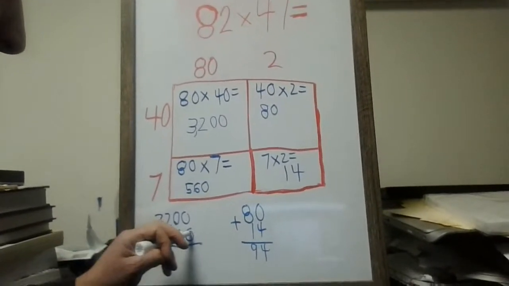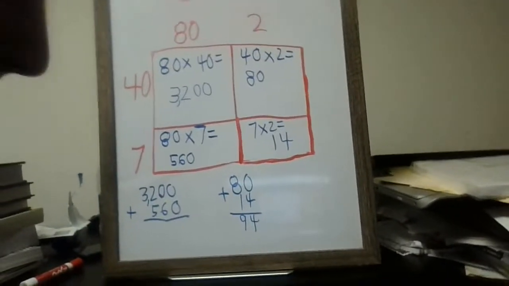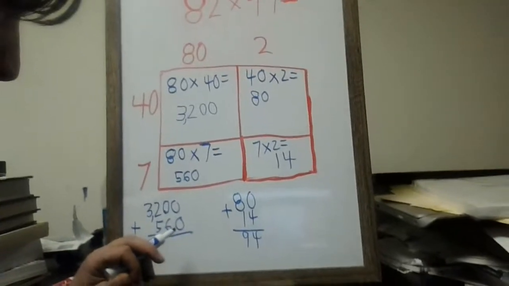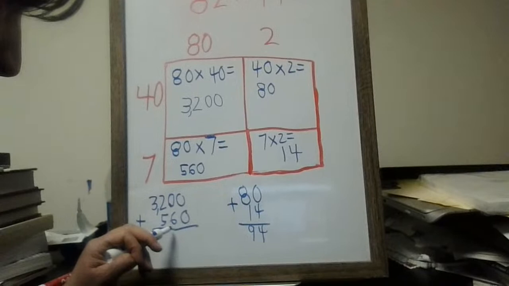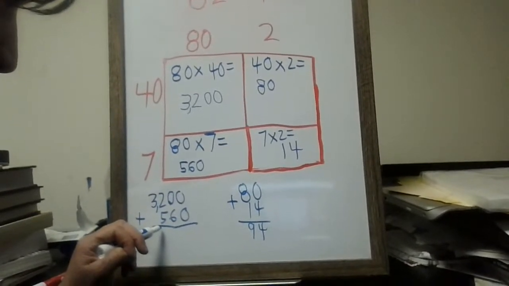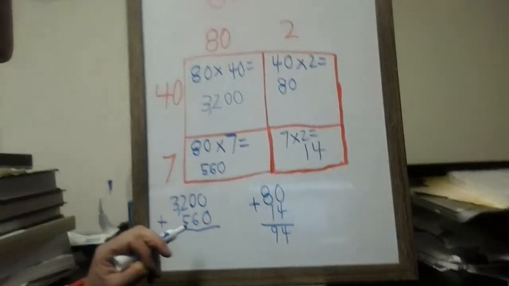3,200 plus 560. So when we're adding multi-digit numbers, very important that we line the numbers up. We want the digits in the ones place lined up. We want the digits in the tens place lined up. We want the digits in the hundreds place lined up. If the digits are not lined up correctly, it's very easy to make a mistake.